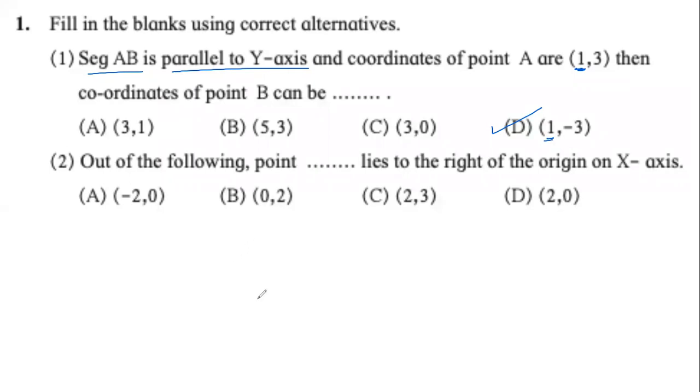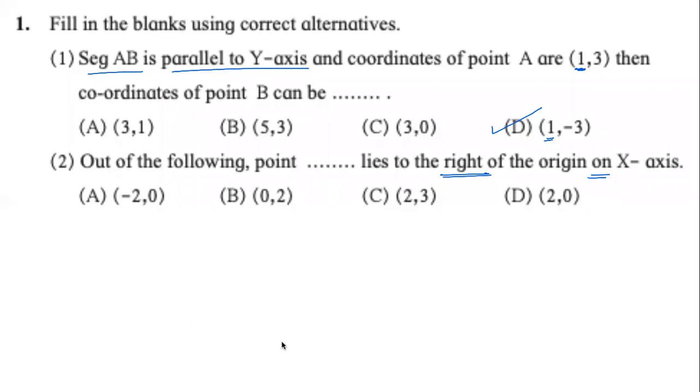Second one. 4 points are given and we have been asked, out of the following points, which point lies to the right of the origin on the x-axis. So we need to find a point which is on the x-axis. Also, we need to find a point which is on the right-hand side of the origin on the x-axis. Very simple question. And this is not even a question from class 10. This is a question from class 9.